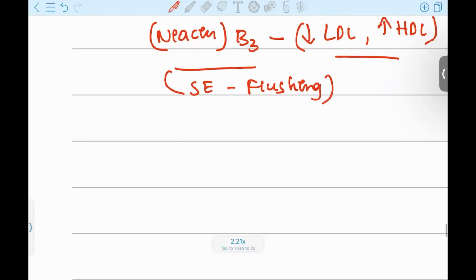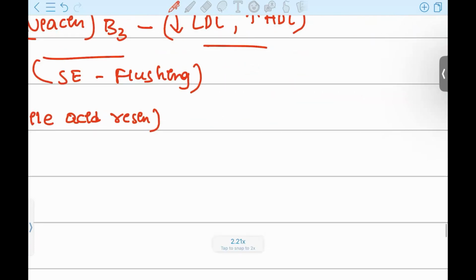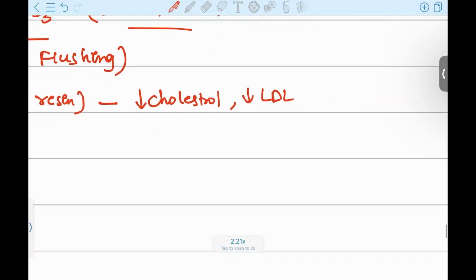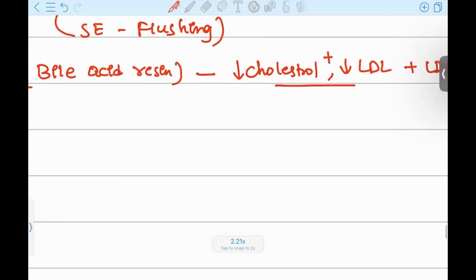And the fourth classification of these lipid disorders is the bile acid derivatives. Okay, the bile acid resins. This is also given for the patients who are suffering from high cholesterol. It will further decrease the cholesterol in the body, and also it will decrease the LDL by activating the LDL receptors. If the LDL receptors are activated, the cholesterol and the LDL will be decreased or cleared from our liver.